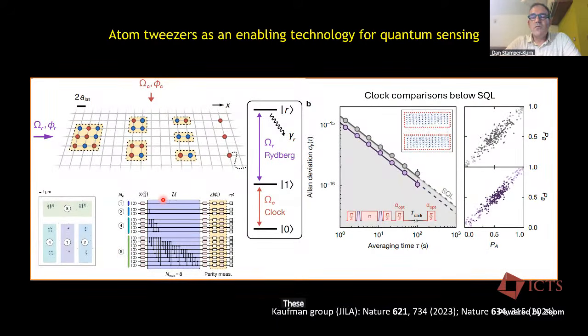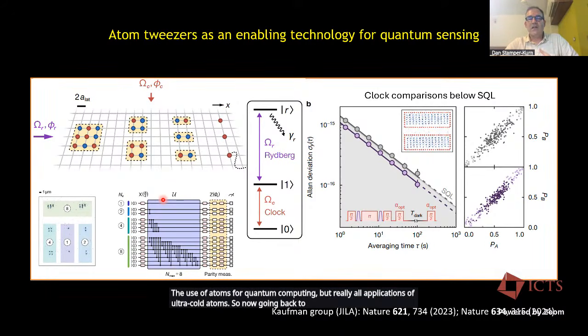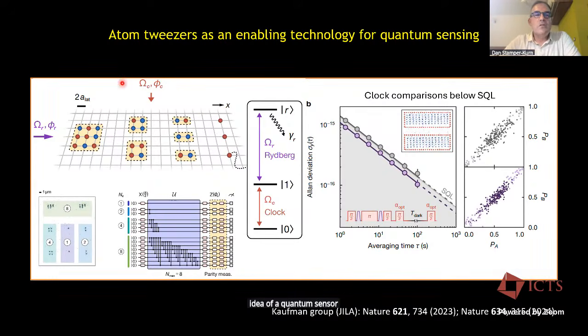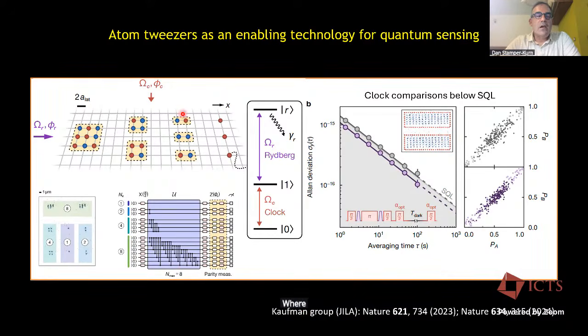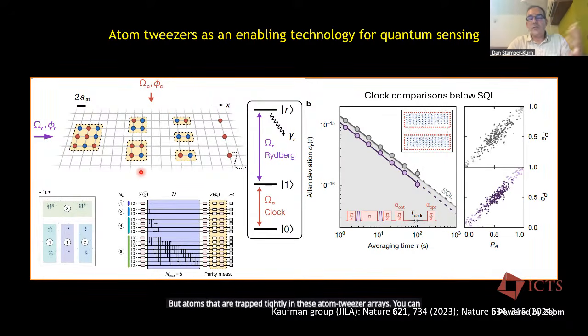These optical tweezer arrays are going to impact not just the use of atoms for quantum computing, but really all applications of ultra-cold atoms. So now going back to the idea of a quantum sensor, there's beautiful research work, let's say in the group of Adam Kaufman at JILA in Colorado, where they build optical atomic clocks. And these clocks are based on atoms that are not trapped as in previous experiments, loosely in optical lattices, but atoms that are trapped tightly in these atom tweezer arrays. You can use them also as an optical clock.